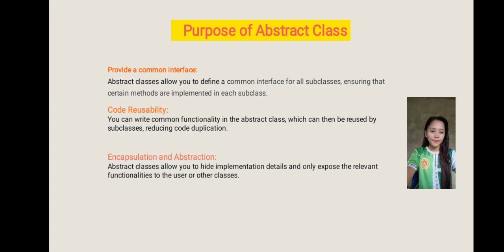Purpose of abstract class. First is provide a common interface. Abstract classes allow you to define a common interface for all subclasses, ensuring that certain methods are implemented in each subclass. Second is code reusability. You can write common functionality in the abstract class, which can then be reused by subclasses, reducing code duplication. Third is encapsulation and abstraction. Abstract classes allow you to hide implementation details and only expose the relevant functionalities to the user or other classes.